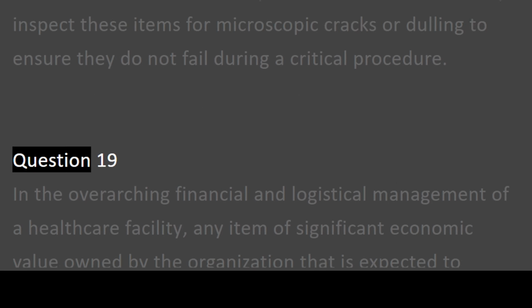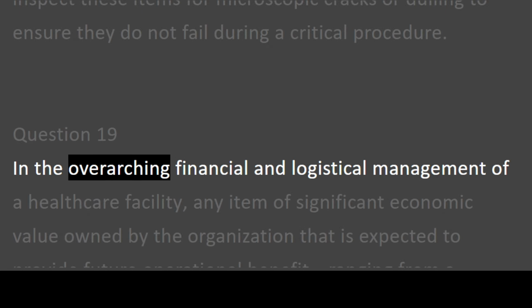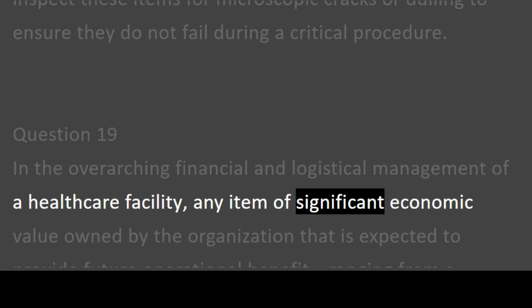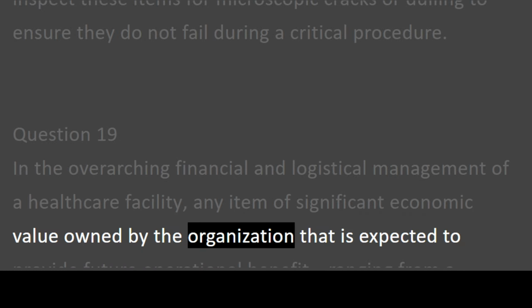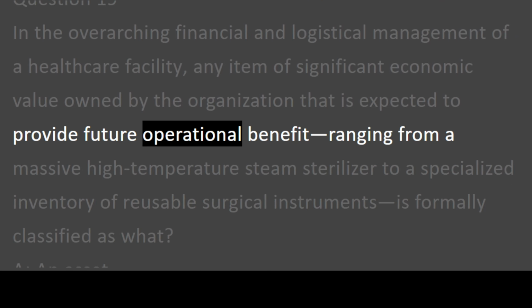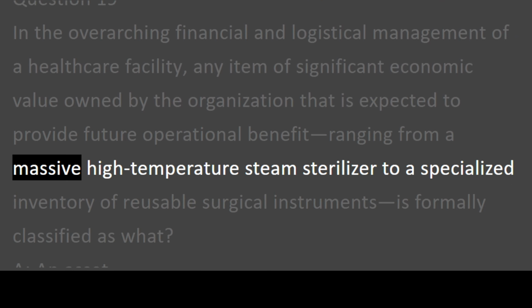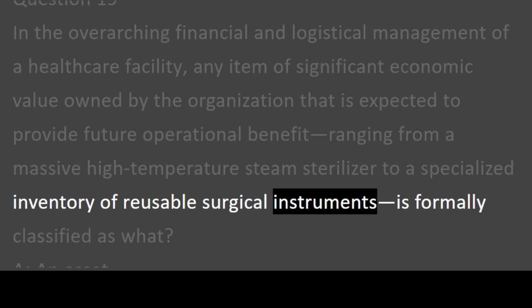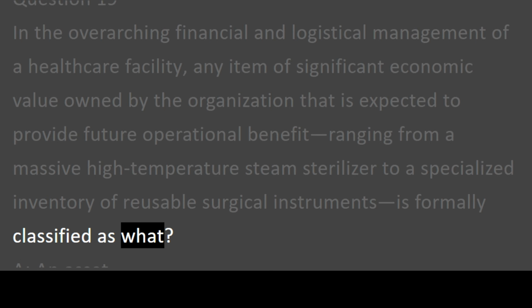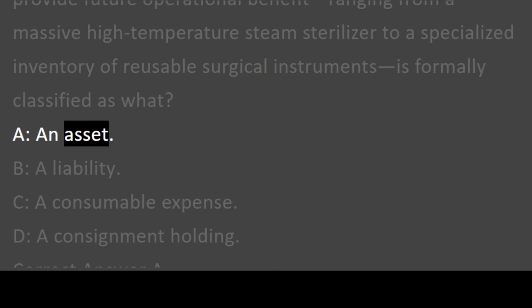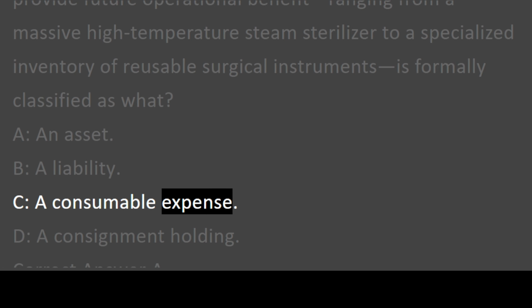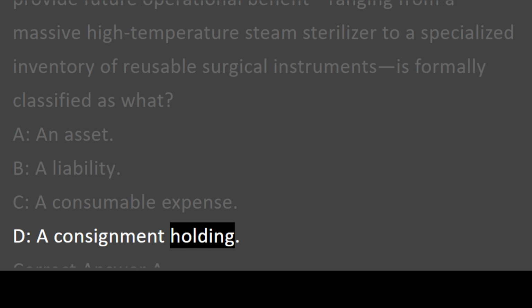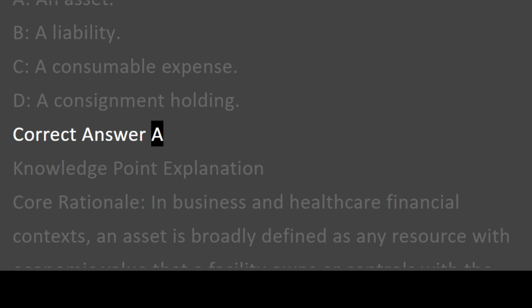procedure. Question 19. In the overarching financial and logistical management of a healthcare facility, any item of significant economic value owned by the organization that is expected to provide future operational benefit, ranging from a massive high-temperature steam sterilizer to a specialized inventory of reusable surgical instruments, is formally classified as what? A. An asset. B. A liability. C. A consumable expense. D. A consignment holding. Correct answer A.